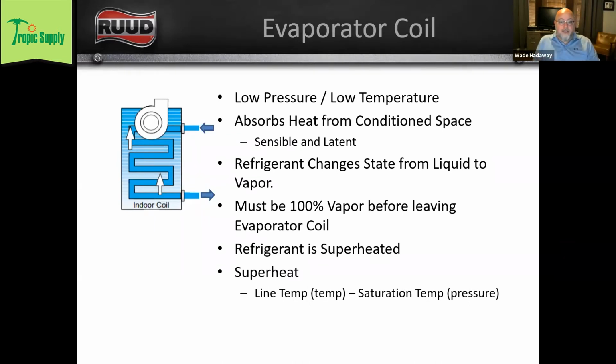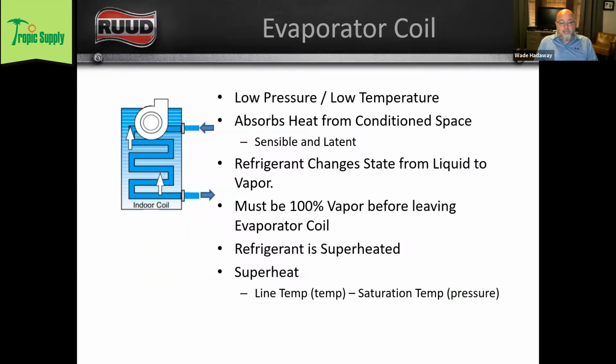So we're absorbing two kinds of heat in the evaporator coil: sensible heat, latent heat. And while we're doing that, the refrigerant changes state from a liquid to a vapor. And we'll talk a little bit more about this when we get to the metering device specifically, because that's where it starts happening, right? So as the refrigerant is flowing through the evaporator coil, it's slowly evaporating or boiling off.